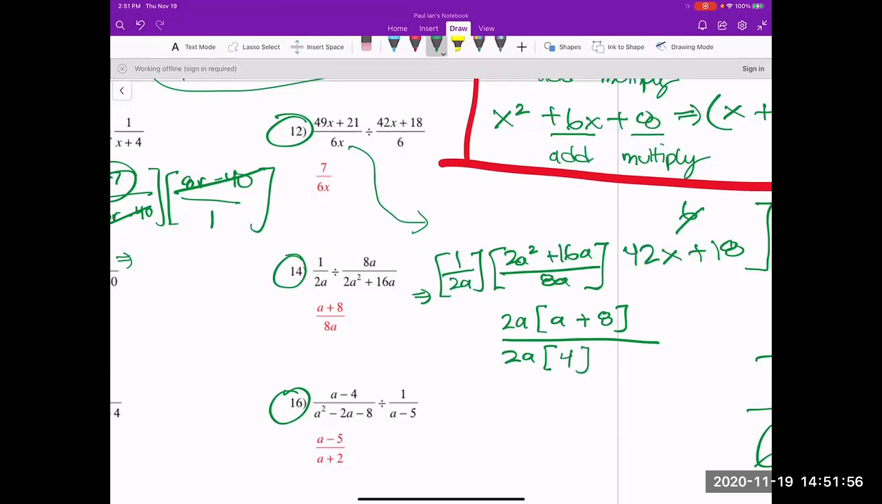So let's see. And then that's it. You just cancel that guy, and then you multiply it back by what you have here, right? And then that's going to be a plus 8 divided by 8a, right? Is this like what I did here?